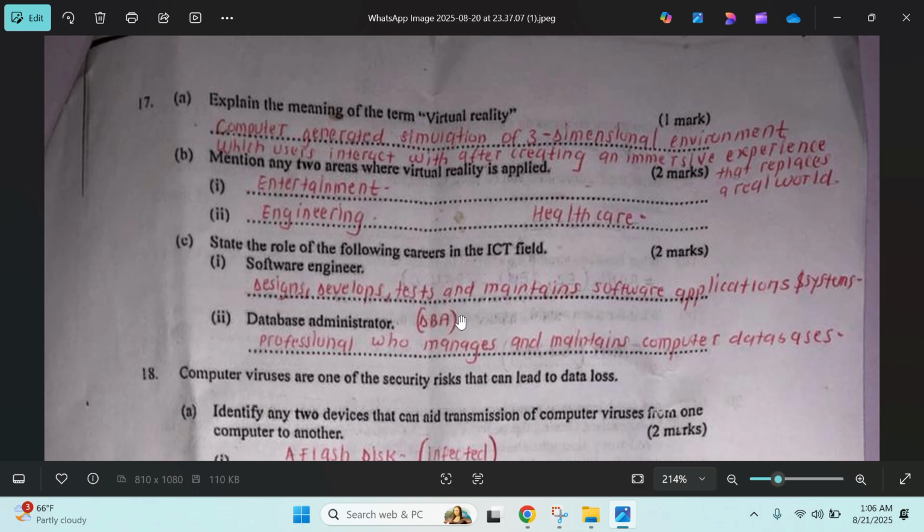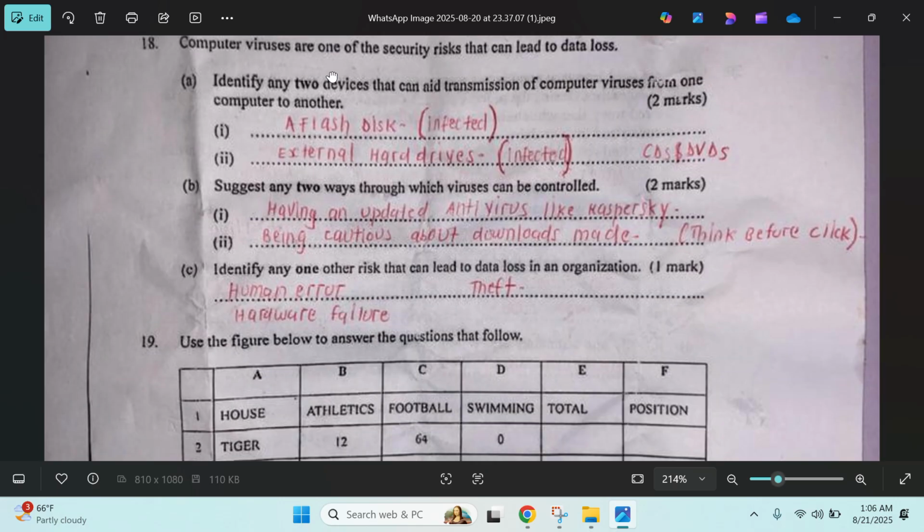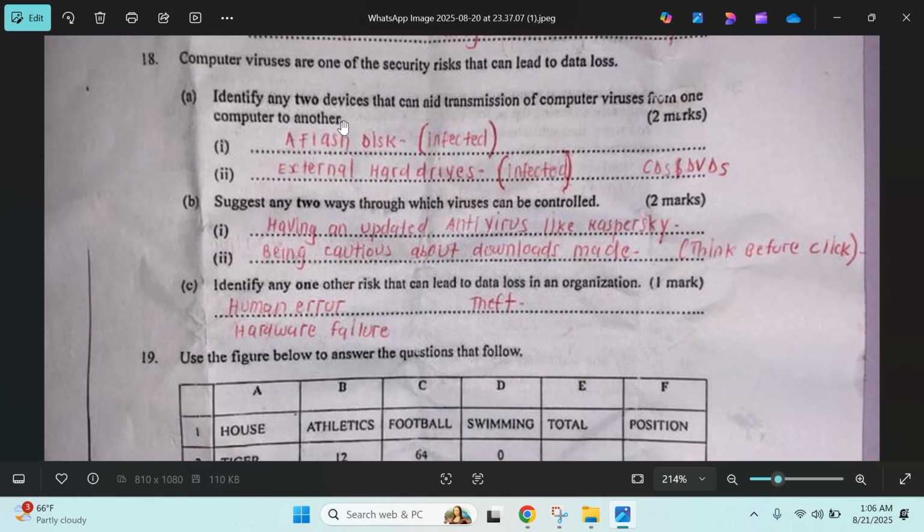Database administrator, DBA, is a professional who manages and maintains computer databases. So they manage and maintain computer or organization databases. 18. Computer viruses are one of the security risks that can lead to data loss.